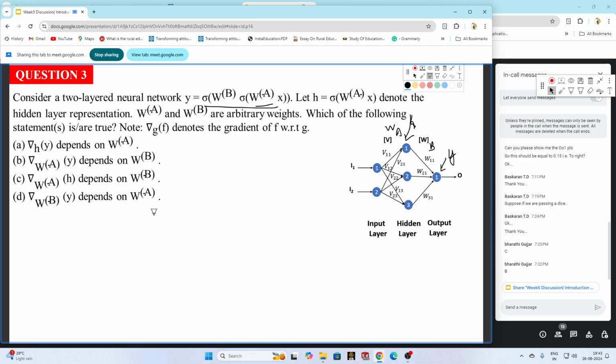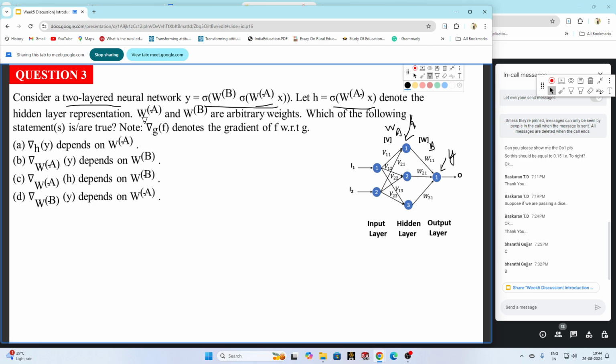Yeah. So we have considered a two-layered neural network. Actually, in two-layer here the input layer is not counted, but there is an input layer. That is why it is called a two-layered neural network. Here the output is given by an activation function: Y equals sigma of this. This is the activation function of the output layer, and the hidden layer representation is denoted by H, given by sigma of WA X.